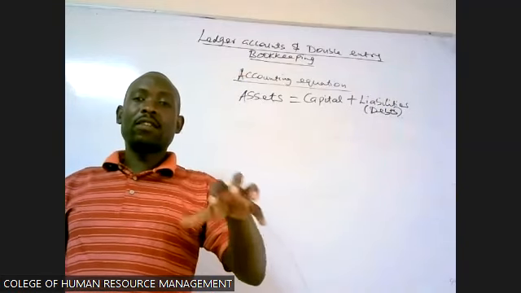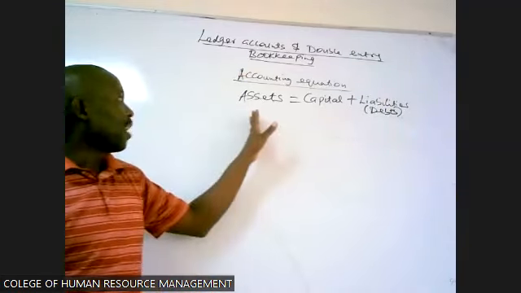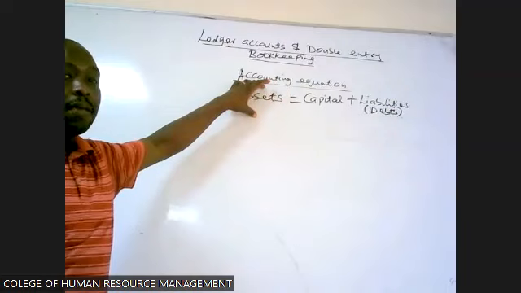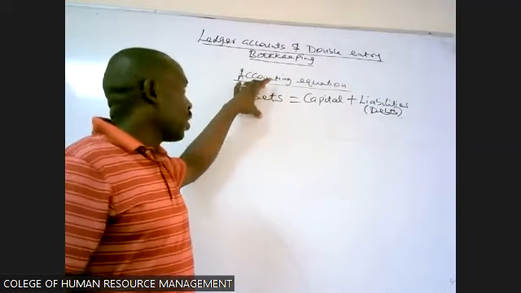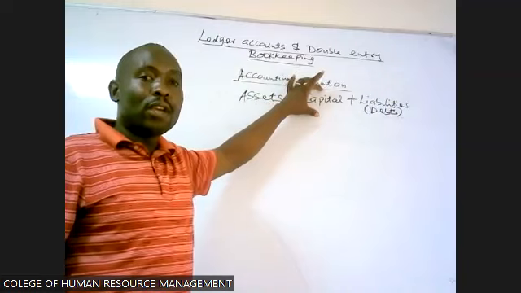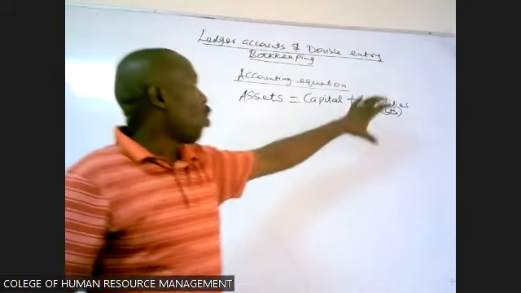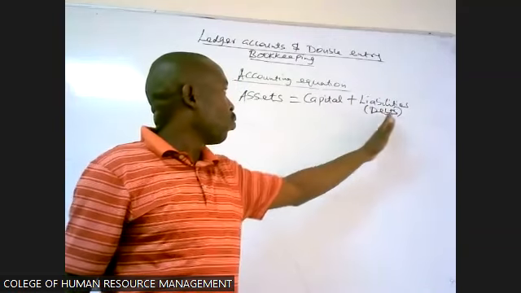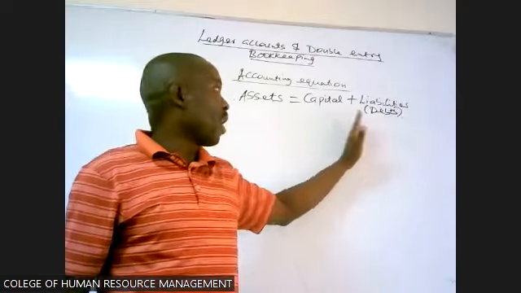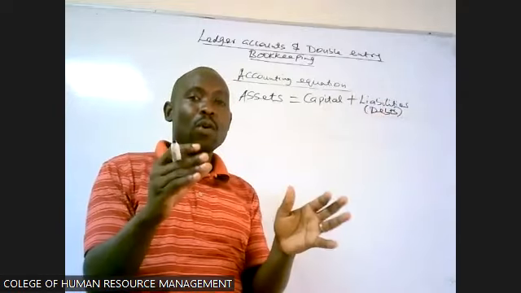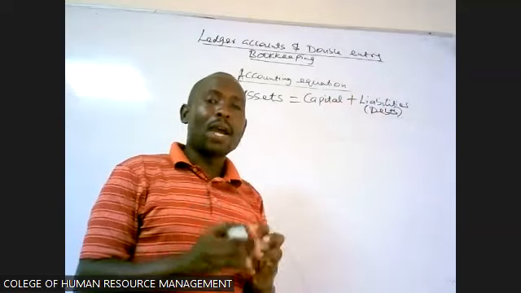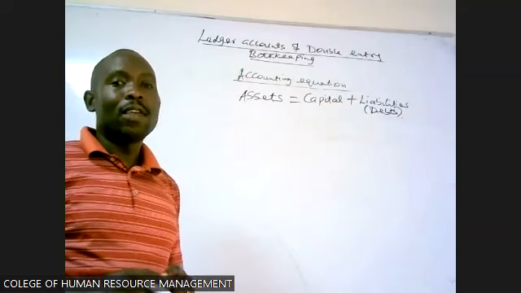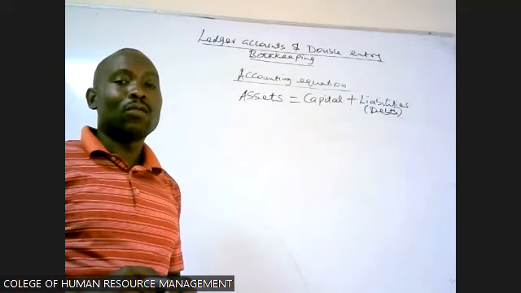So the resources that are owned by the business, according to the accounting equation, are going to be equal to the amount of capital that was invested in that business plus all the debts that we owe outsiders. So if we combine these two, the value of capital and the value of all the liabilities that we owe the outsiders, they should be equal to the value of assets that we own in the business.